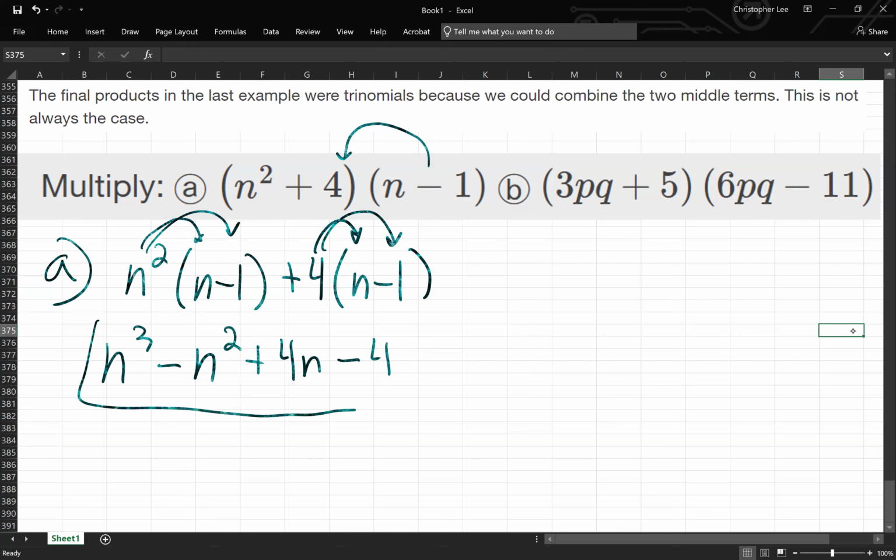All four of these terms are different. They cannot be combined. So that's the final answer. And that's it.